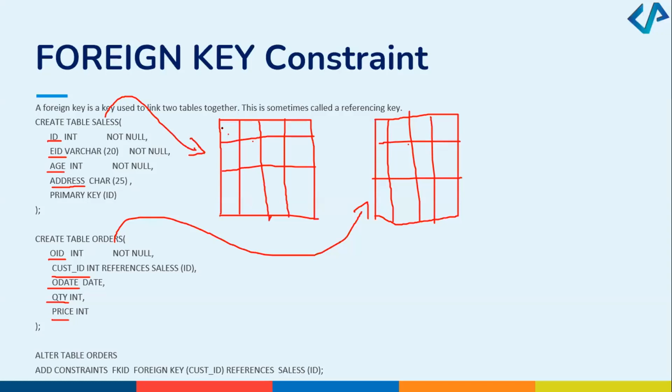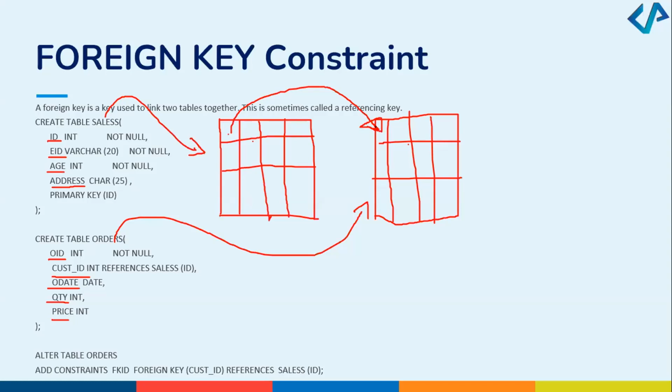Similarly, the order table will have its own primary key. But there will be one column, one field, which is the primary key in this table, but it is being referred to in the second table. And when it gets referred in the second table, it becomes the foreign key of that table, right?